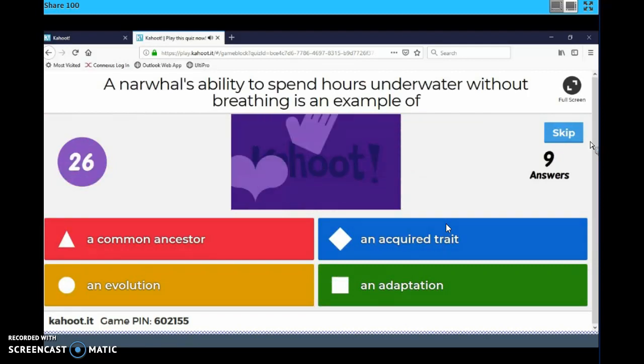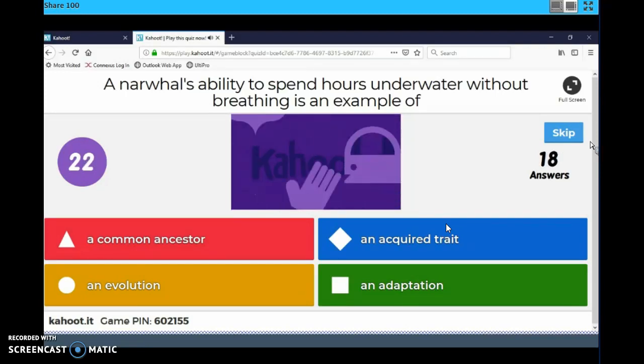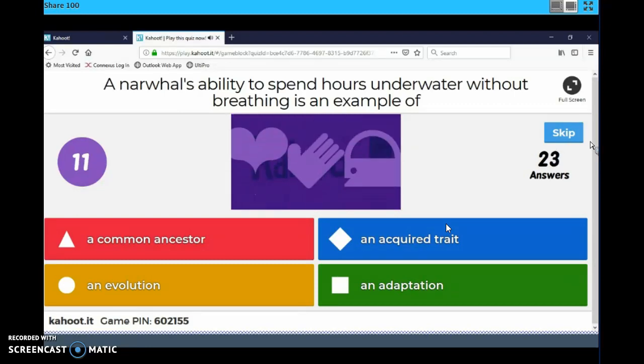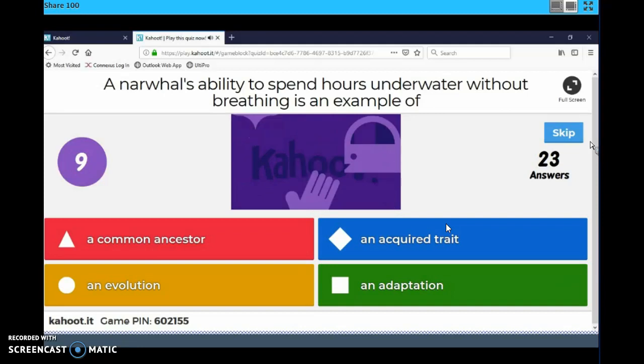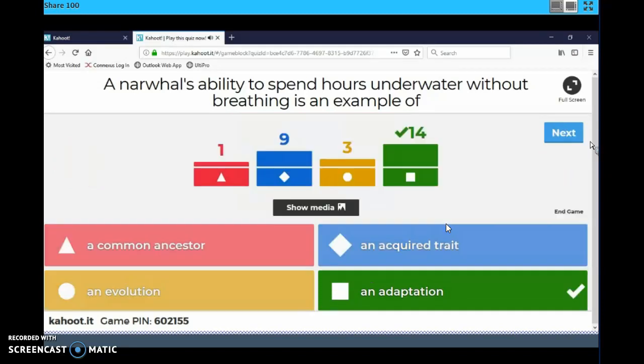A narwhal's ability to spend hours underwater breathing, which helps it survive in its environment, hint, hint, is an example of what? That's an example of an adaptation, something that helps it survive in its environment.